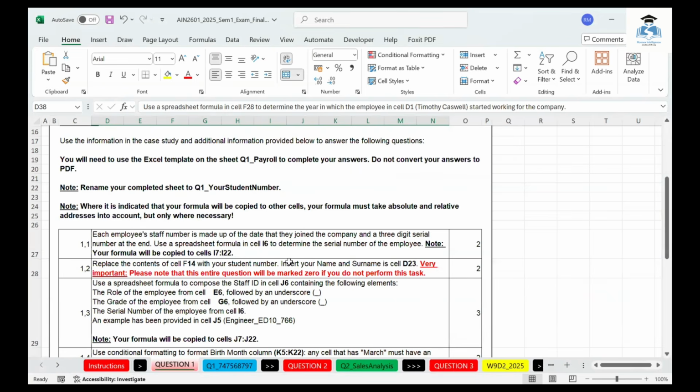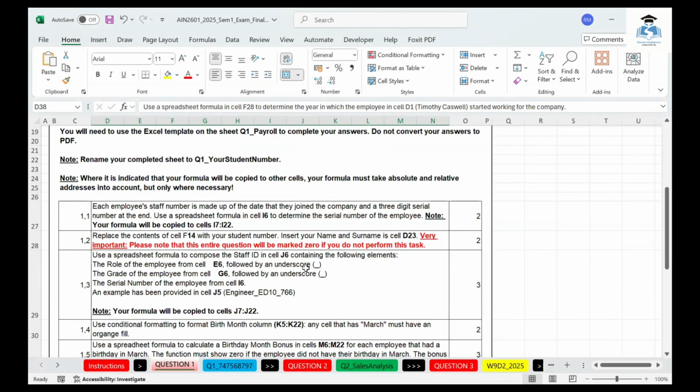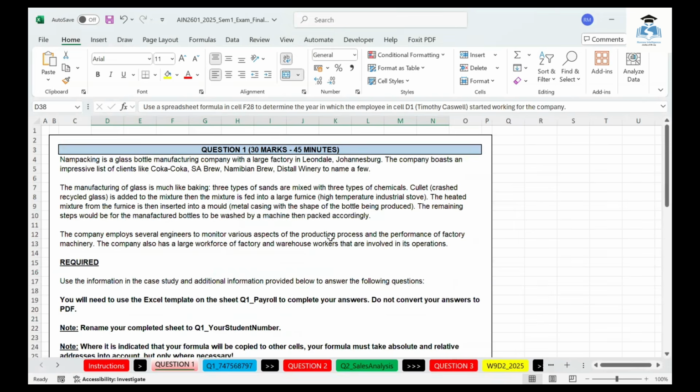Now, here is the question. Each employee staff number is made up. All right, let's start from the top. Packing is a glass bottle manufacturing company with a large factory in Leondale, Johannesburg. The company boasts an impressive list of clients like Coca-Cola, SA Brew, Namibian Brew, Distro Winery, to name a few.